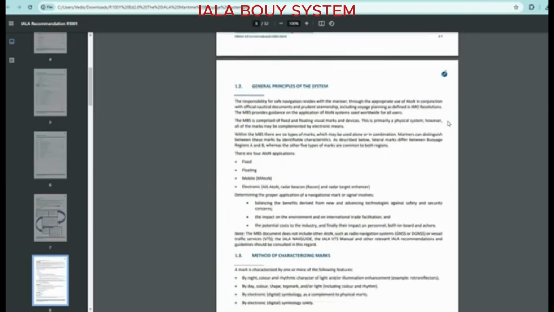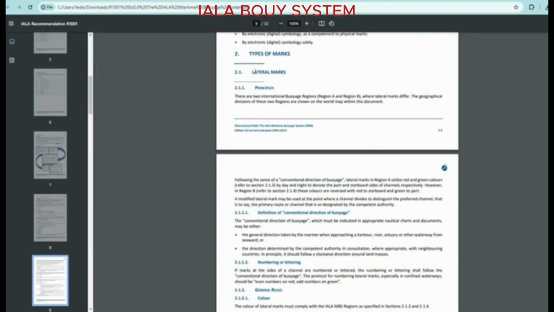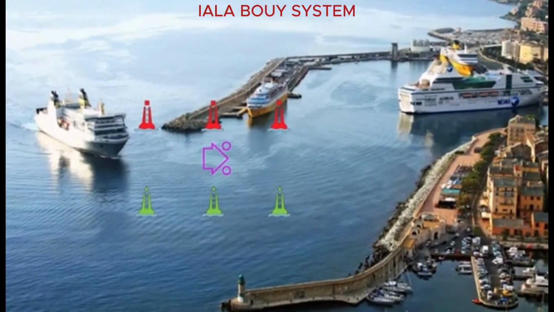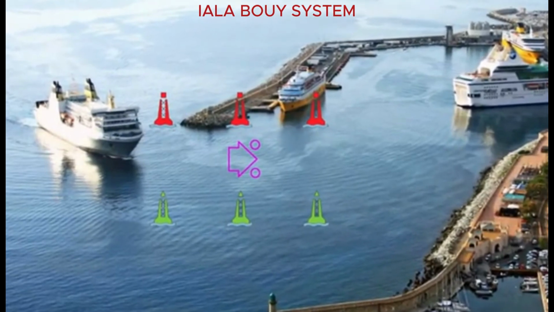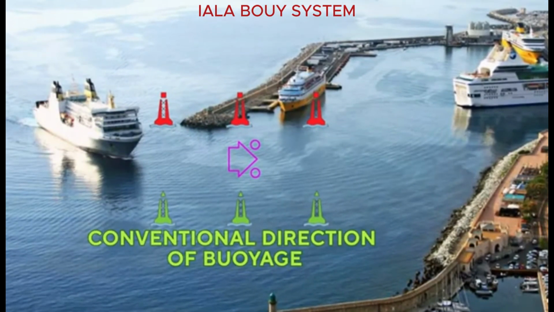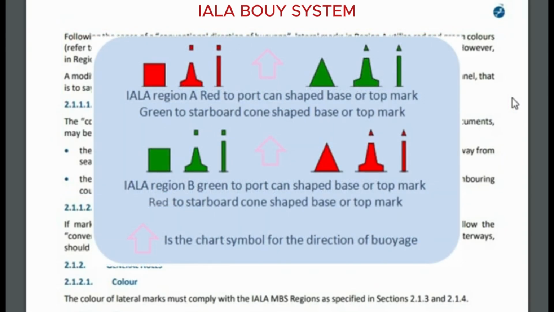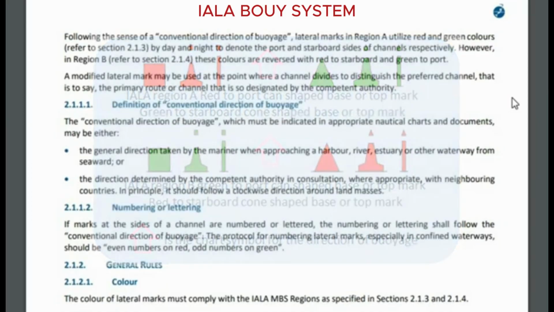But let's see what we can find here about lateral marks. So, here it is said that following the sense of a conventional direction of buoyage, which is the general direction taken by the mariner when approaching a harbor, river, estuary, or other waterway from seaward, or the direction determined by the competent authority in consultation, where appropriate, with neighboring countries, lateral marks in Region A utilize red and green colors by day and night to denote the port and starboard sides of channels respectively. However, in Region B these colors are reversed, with red to starboard and green to port.